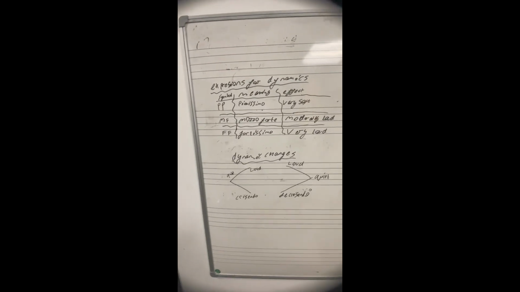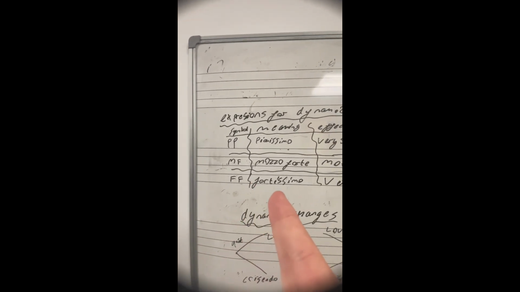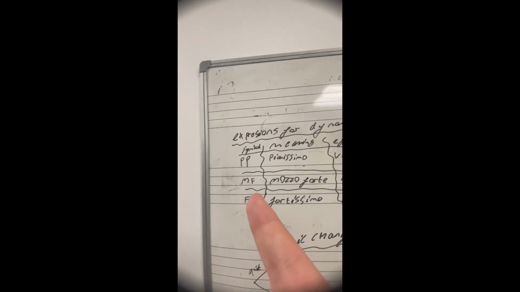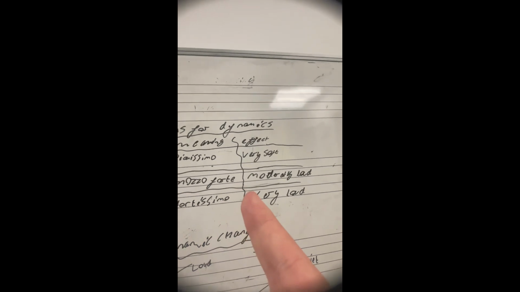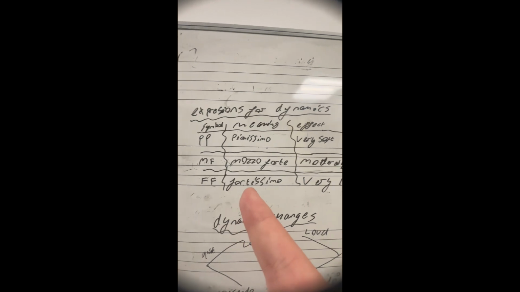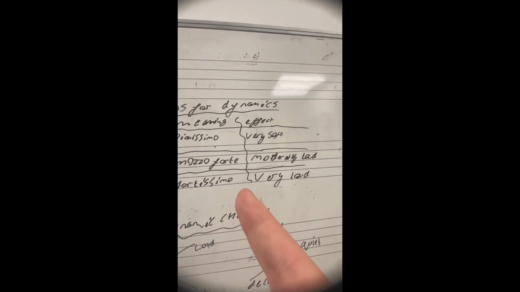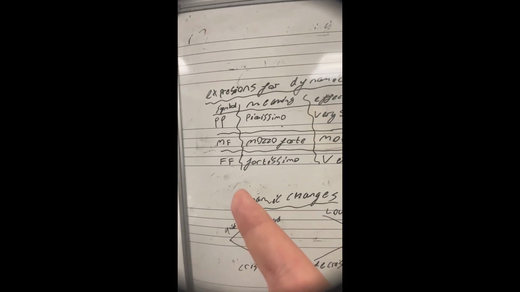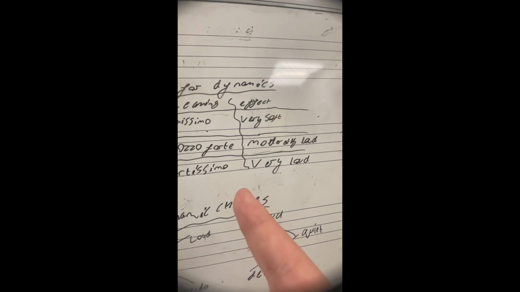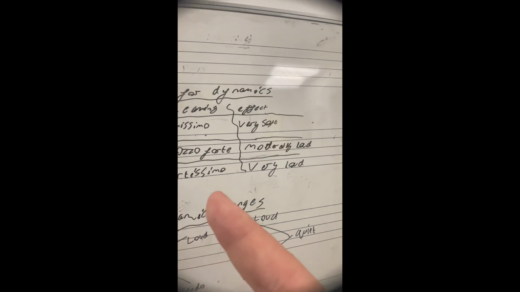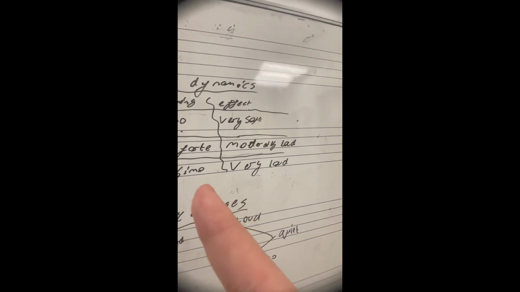So next I'm going to do the expressions for dynamics. These are some of the expressions for the dynamics. So you've got P, that's piano, the effect is soft, light. Then you've got MF, that's mezzo forte, so that's moderately loud, still fairly loud, but not as loud as FF. Fortissimo, that's very loud, so that's like stadium loud, amps very high up, and speakers very loud.